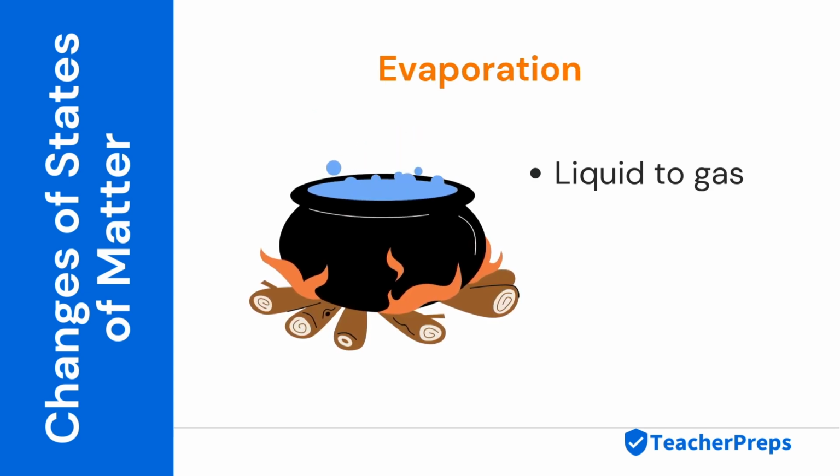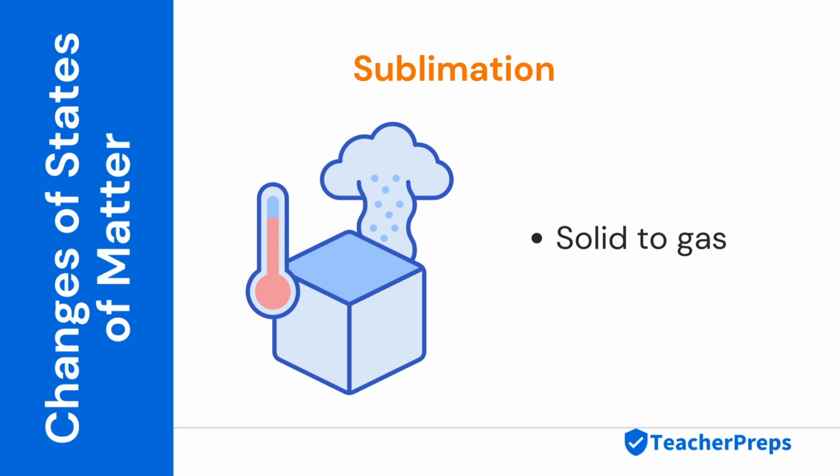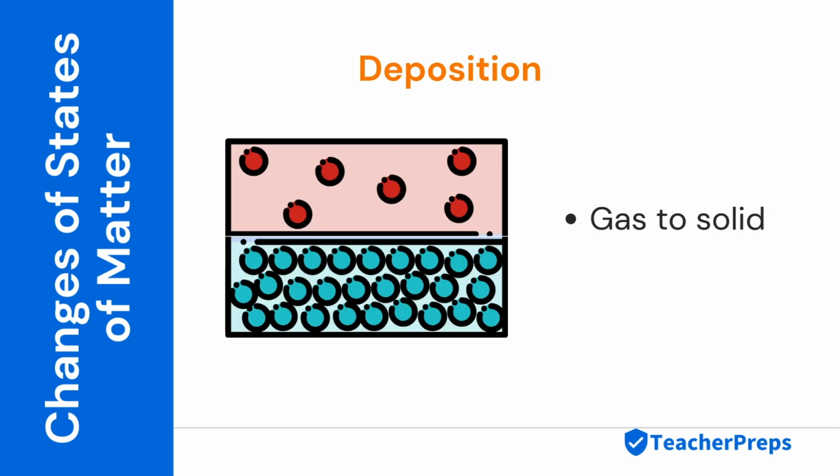Evaporation causes a liquid to move to a gas. Up next is condensation, where a gas changes into a liquid. The term sublimation happens when a solid changes to a gas. And its reverse process, deposition, is when a gas changes directly to a solid.